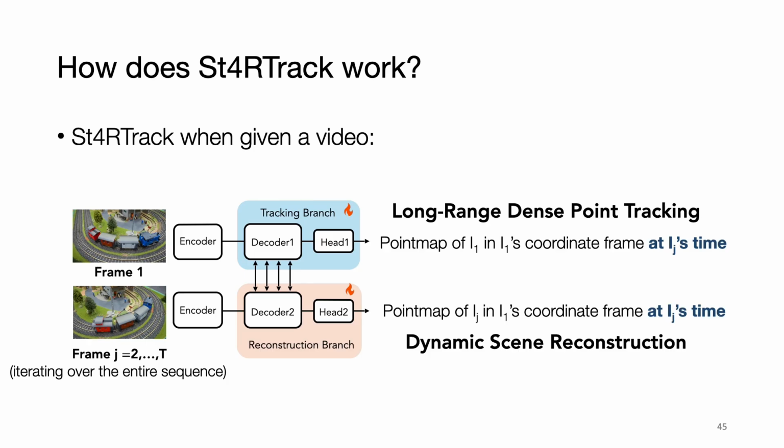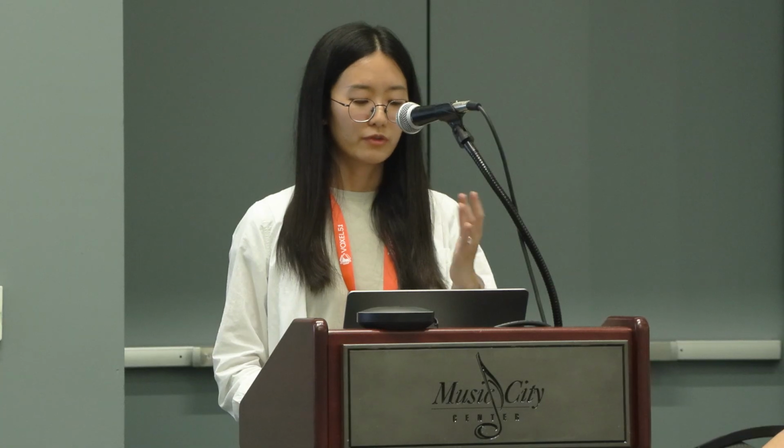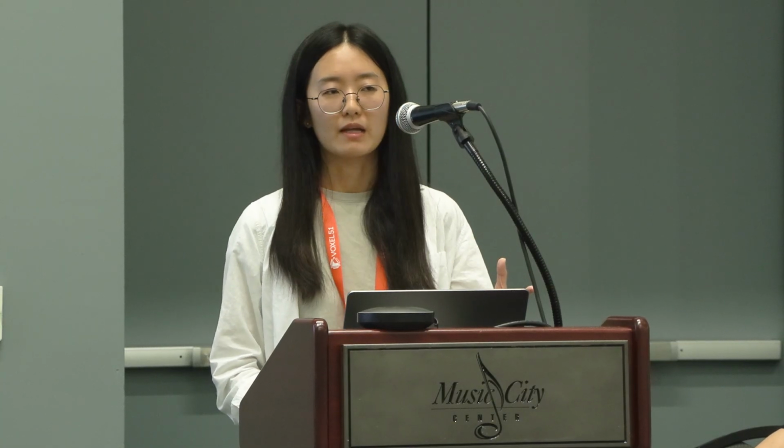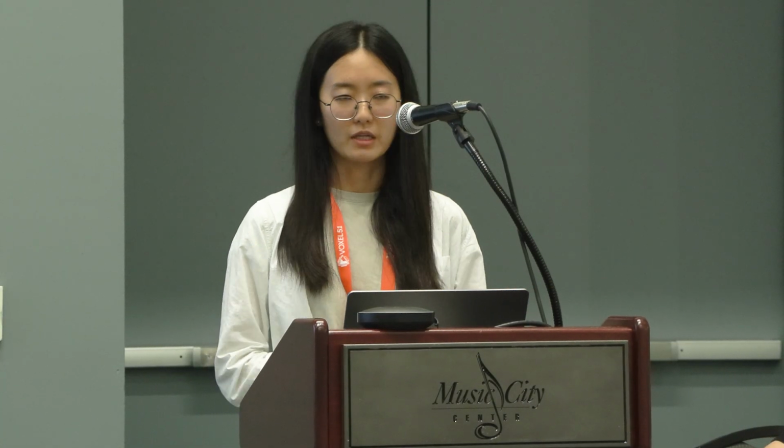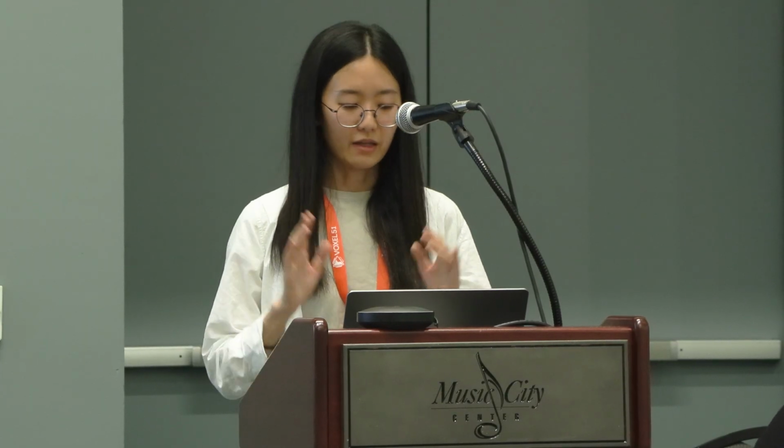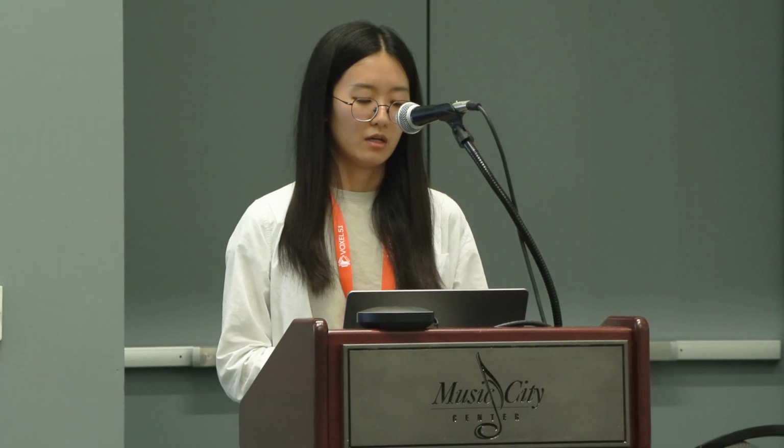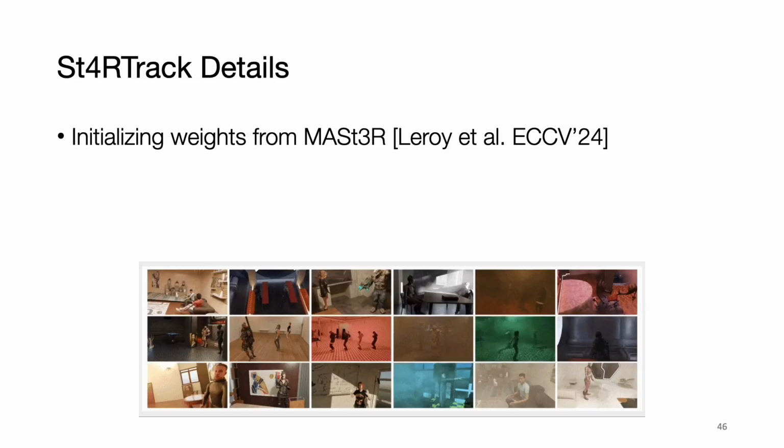And the second branch is unchanged, so it's doing the same thing as Duster and Monster, which try to do this dynamic scene reconstruction. So the first branch, we repurpose it as a tracking branch, and the second branch is the same as Duster and Monster, which does reconstruction. And we're going to train both because it's a repurpose of Duster's architecture.